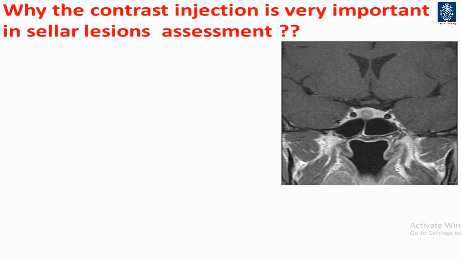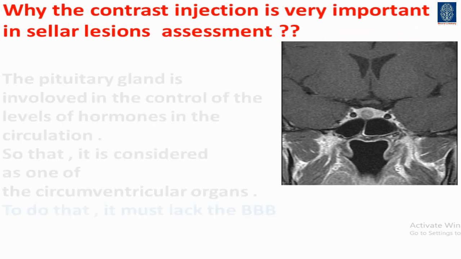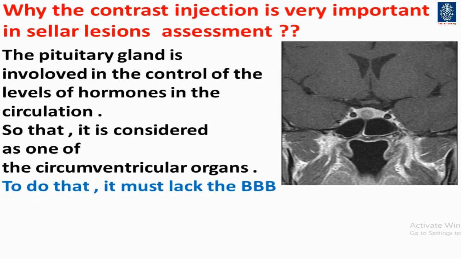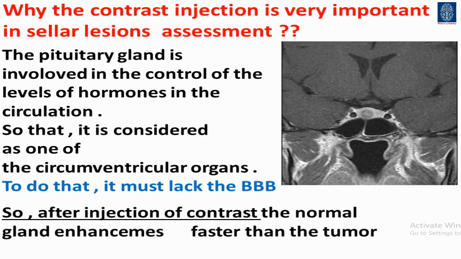But why is the contrast injection very important in sellar lesion assessment? The pituitary gland is involved in the control of the levels of hormones in circulation, so it is considered one of the circumventricular organs. To do that, it must lack the blood-brain barrier. So after injection of contrast, the normal pituitary gland enhances faster than the tumor.